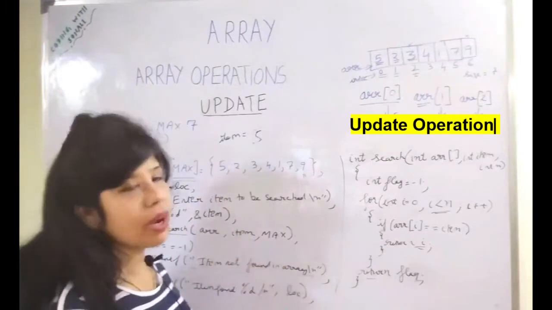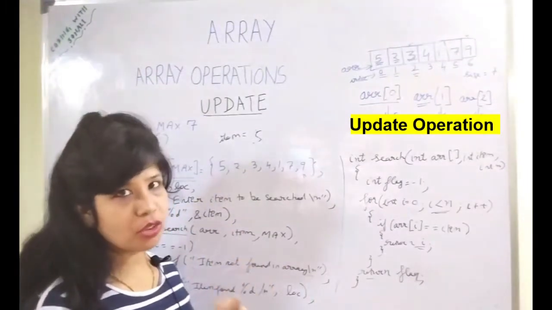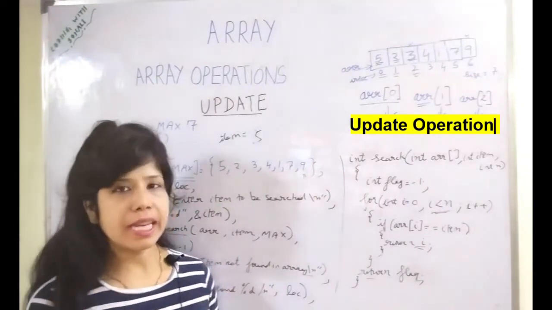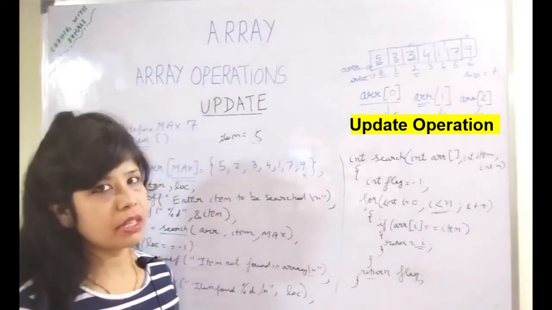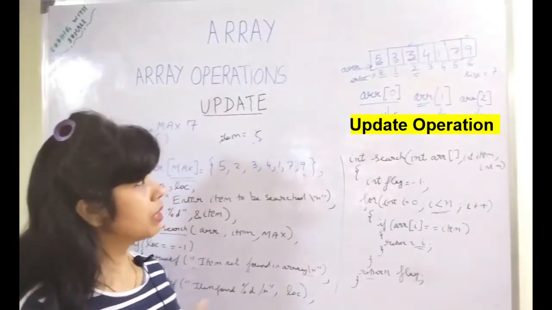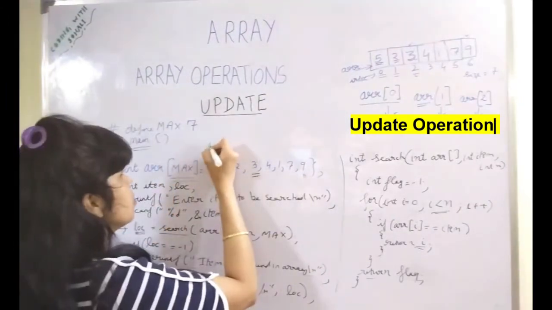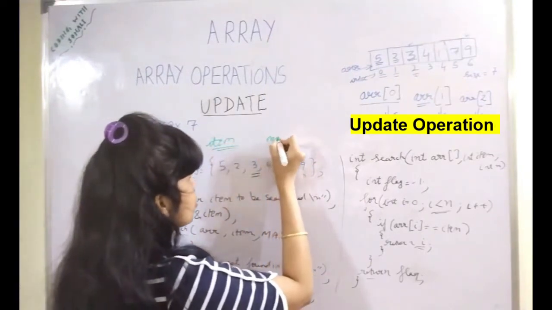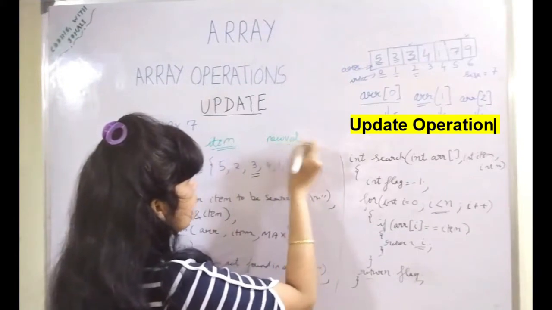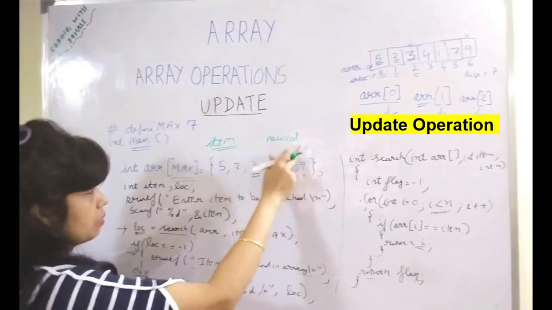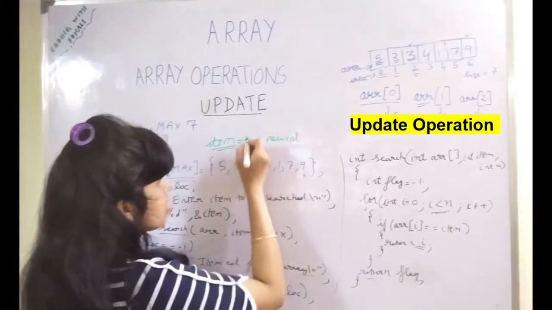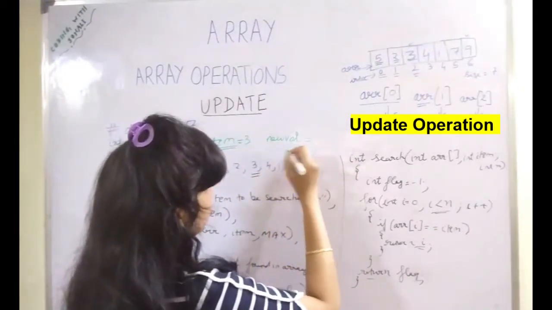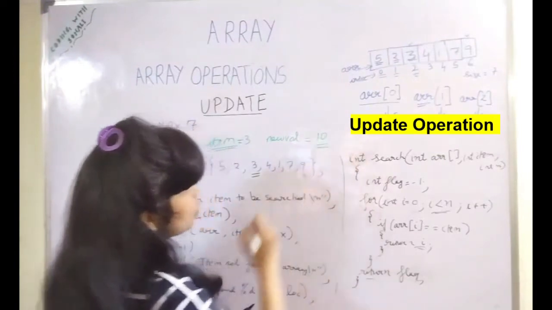First of all, we require the array which is filled. We have to traverse the entire array and we will ask the user to enter the item which the user wants to update. So there should be two more inputs we require from the user, the item as well as the new value, that is new val. I'm taking this name of the variable. So the item, suppose the user enters 3, and the new val, suppose the user wants it to be updated with this value, that is 10.